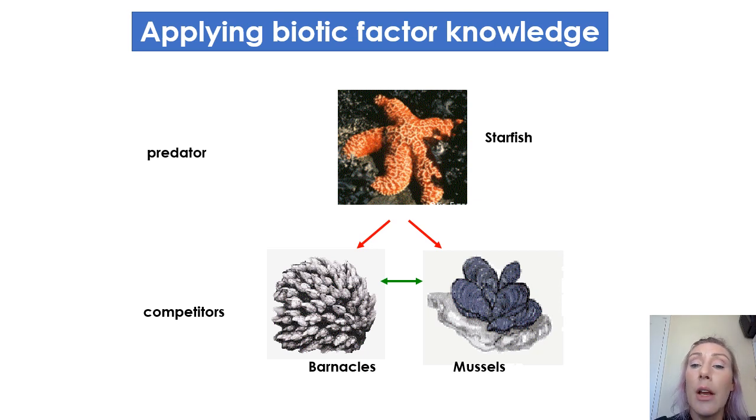We've got starfish, which is a predator at the seashore, and then we've got the two species that it predates: barnacles and mussels. So the starfish eats the barnacles and the mussels. And barnacles and mussels both eat the same food source, so they're competitors for their food.